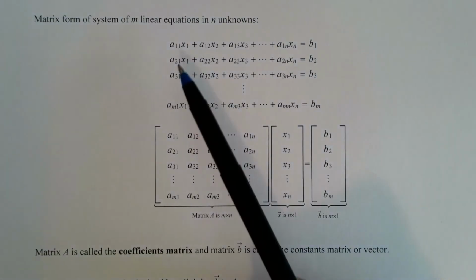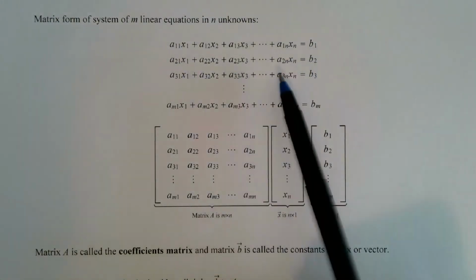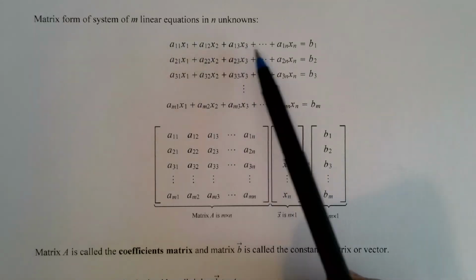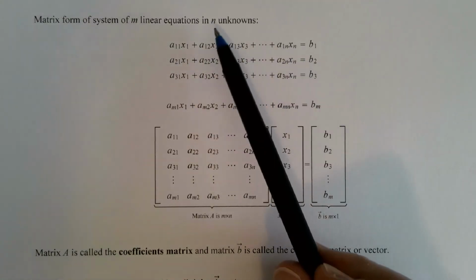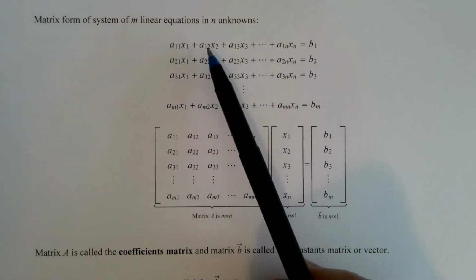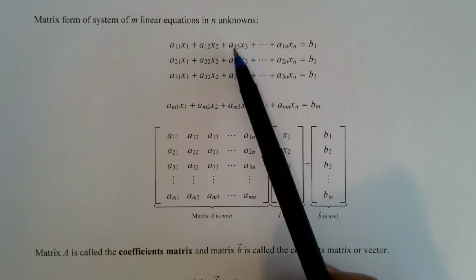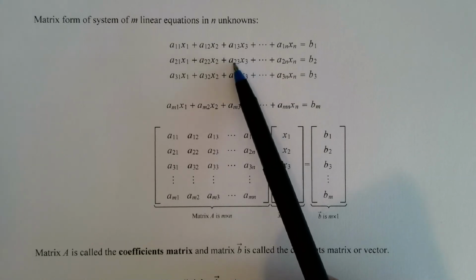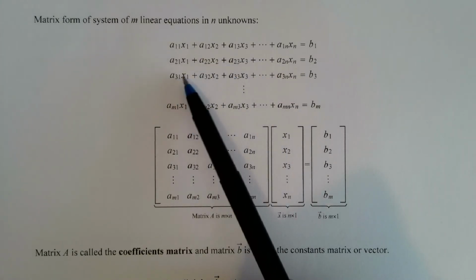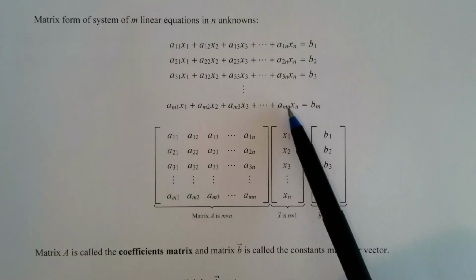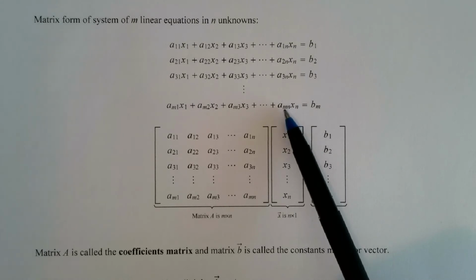And so remember how this works. Our first equation here, second, third, the A11, A12, A13, and so on, those are the coefficients of the variables x1, x2, x3. Notice there are n variables, n unknowns, and A12 is the coefficient of x sub 2 in the first equation. A13 is the coefficient of x sub 3 in the first equation. A23 is the coefficient of x sub 3 in the second equation. A31 is the coefficient of x sub 1 in the third equation. AMN is the coefficient of x sub n in the mth equation, the last equation.